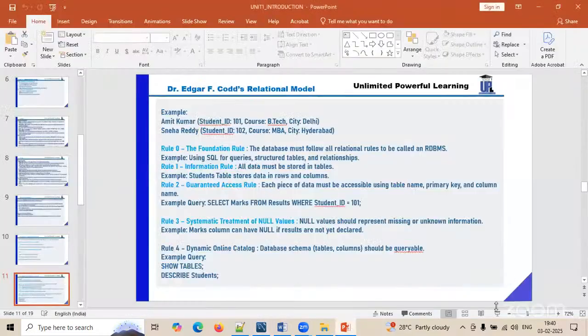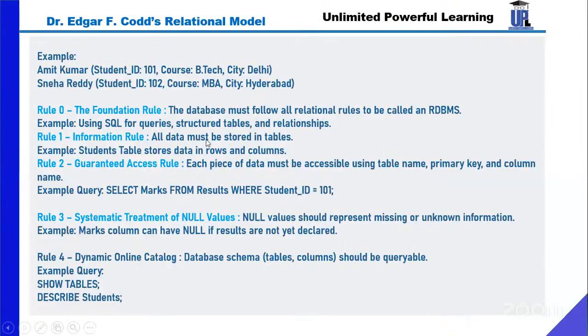What is the information rule? The information rule says that all data must be stored in the form of tables. MySQL is following this. That's why it is a relational database.